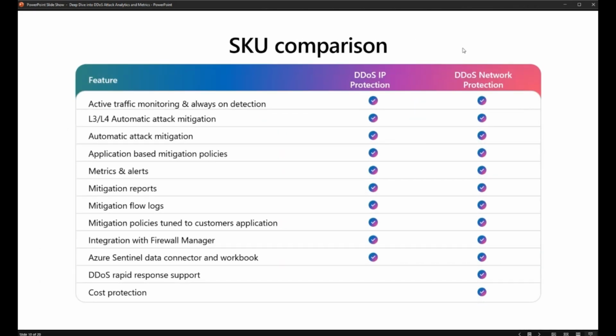Currently, we have two SKUs: the Azure DDoS Network Protection SKU and the IP Protection SKU. In terms of mitigation capabilities, they are the same. The main difference is the pricing structure, where you enable DDoS Network Protection on your whole VNet, while IP Protection can be enabled on a few specific public IPs. There is also some added support, like the rapid response support and cost protection, that is only available for Network Protection.